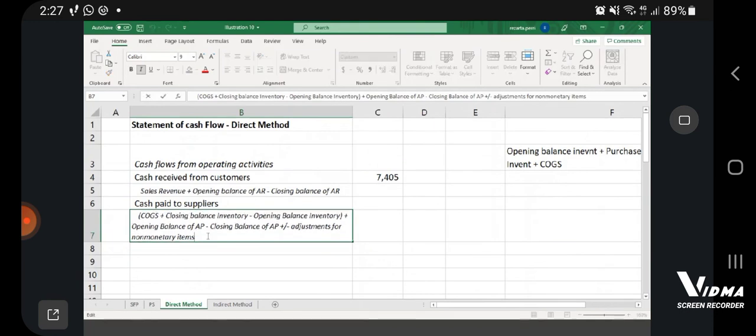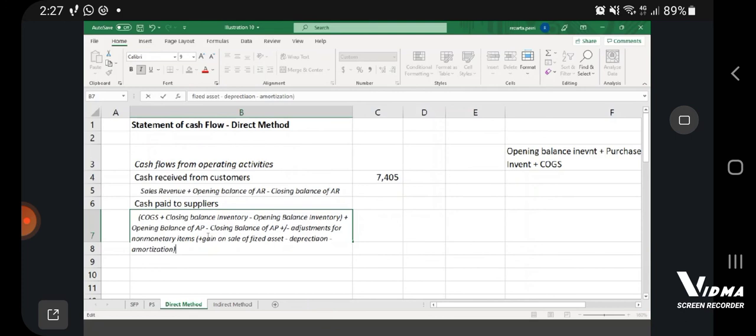Okay? Should I make a clarification in the brackets? Yes, I can do that. What are plus or minus adjustments for non-monetary items in this case? We should add back the gain on sale of fixed assets, and we should deduct 2 items: less depreciation, less amortization. Okay, so this is what we need to do.